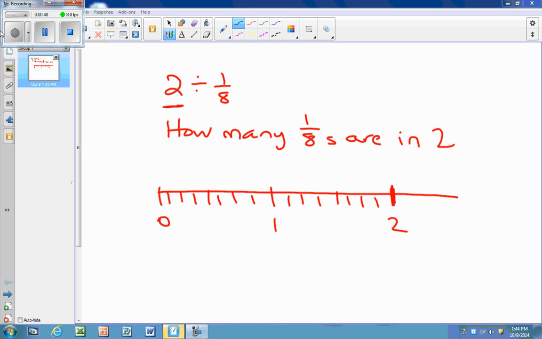We're going to circle each eighth, or we can do jumps for each eighth. 1, 2, 3, 4, 5, 6, 7, 8, 9, 10, 11, 12, 13, 14, 15, 16. There are 16 eighths in 2 wholes.